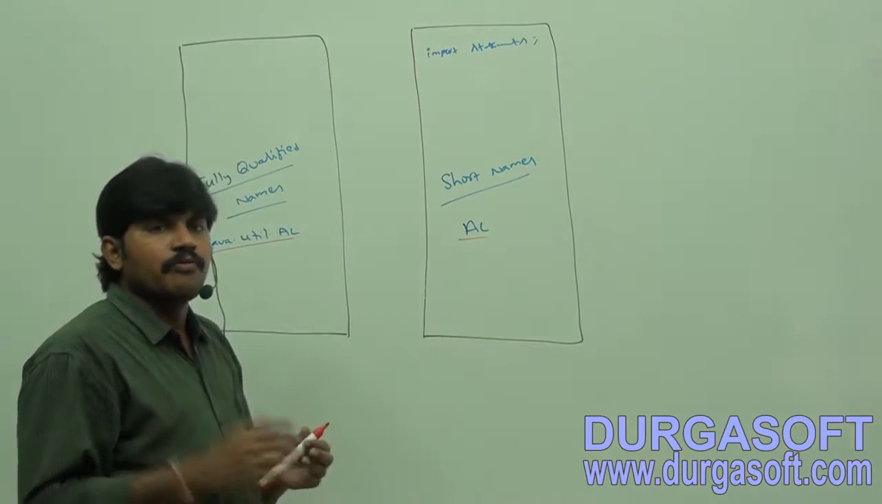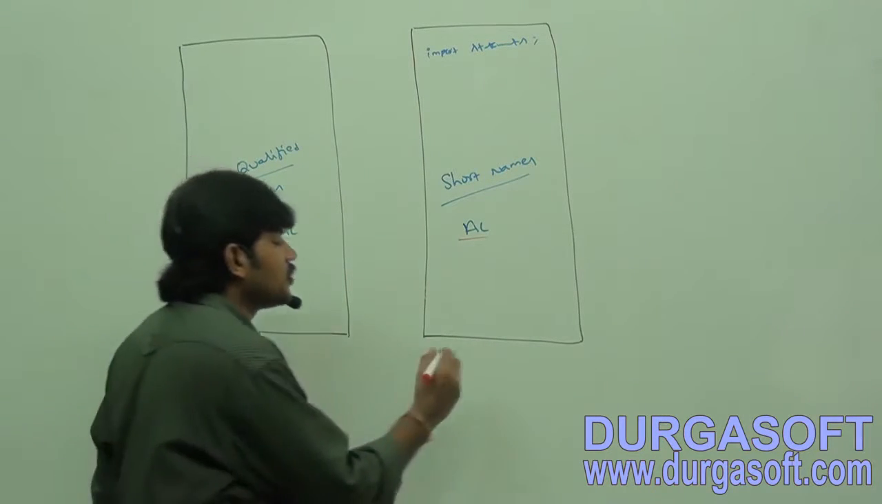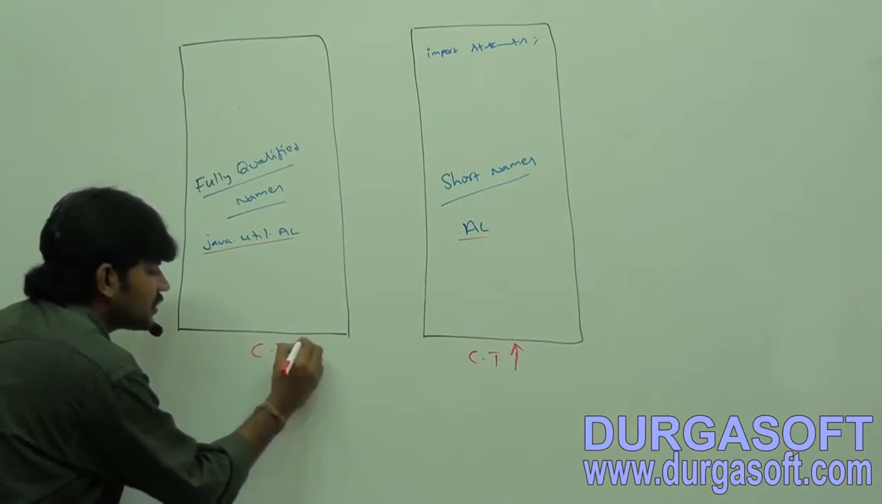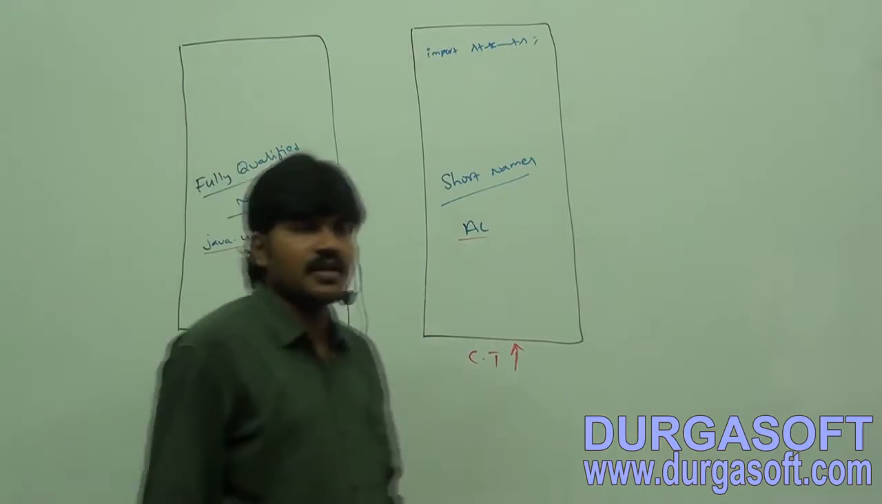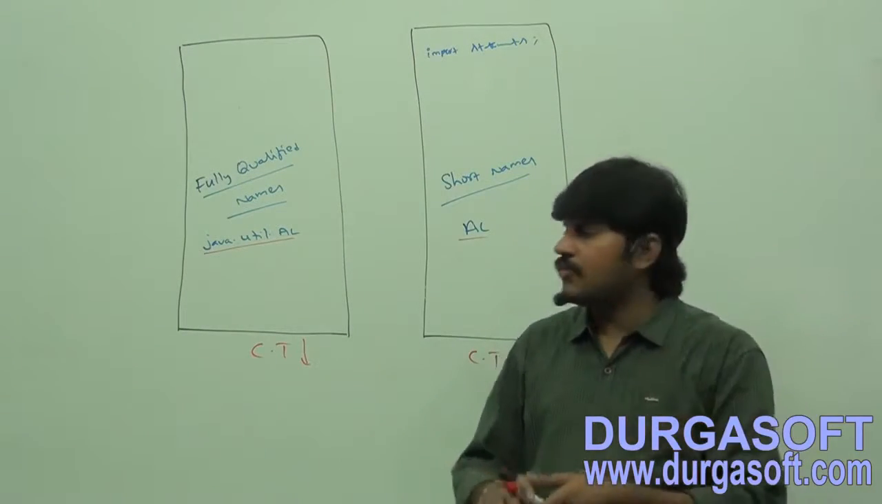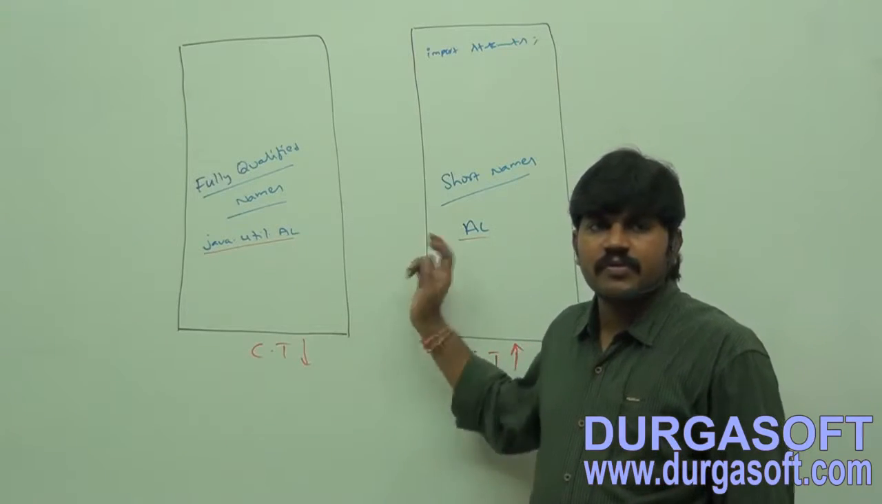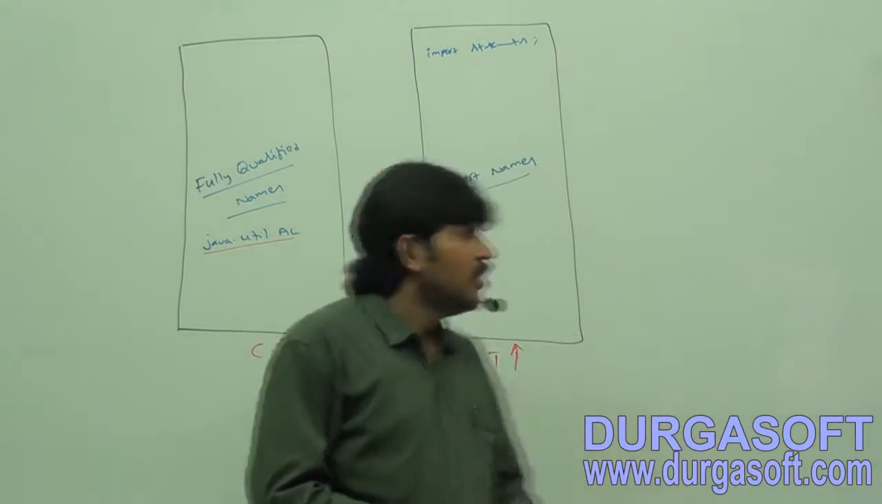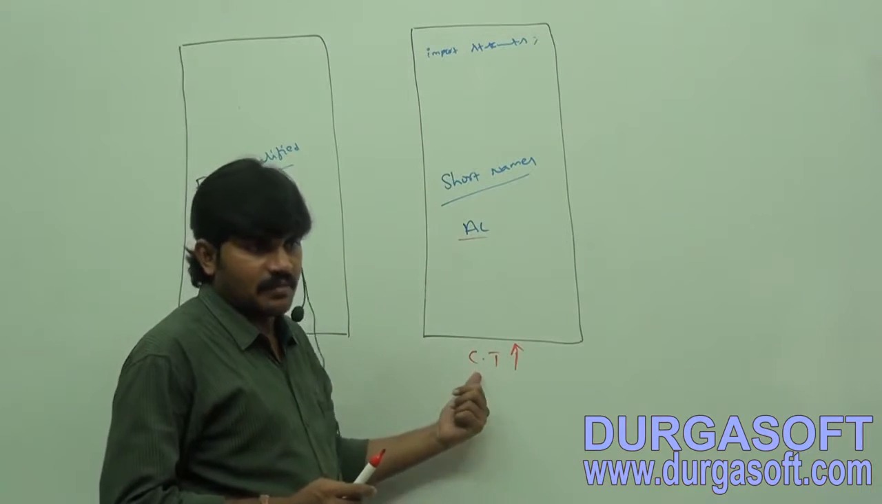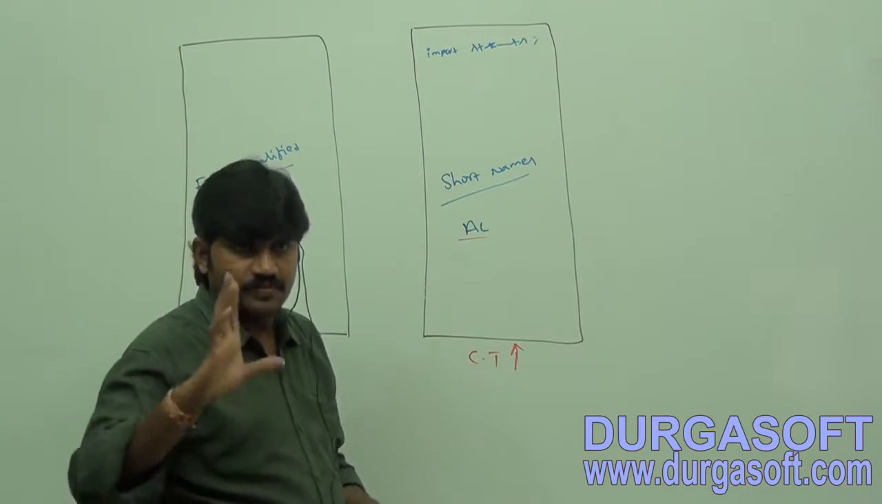Second one. That's why compile time is more in this case, and compile time is less in this case. Are you getting it right? Whenever we are using fully qualified names, very easily, in less time only, the code is going to compile. But whenever we are using short names and imports, more will be the compile time. That is point number 1.